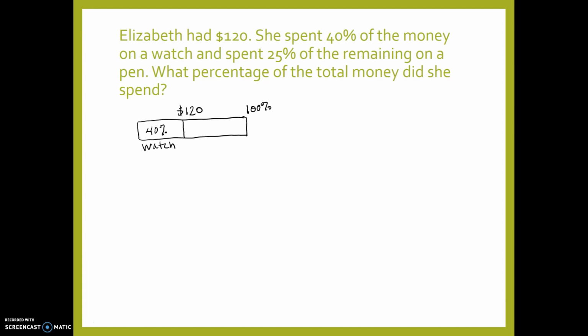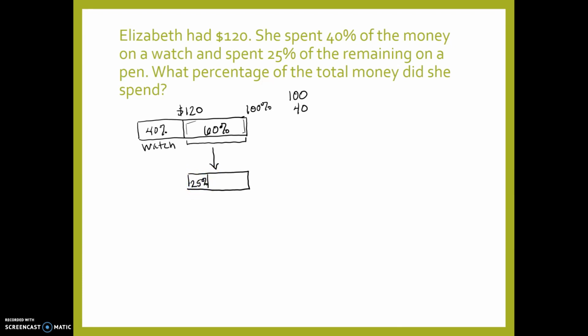Well, let's just hold up for a second. If she spent 40% on a watch, we need to figure out what this chunk is right here. So she started with 100%, which was $120. She spent 40% on a watch. 100% minus 40% is going to be 60% right there. And that's her remainder, okay? This portion right here. Of that remaining money, she spent 25% on a pen.